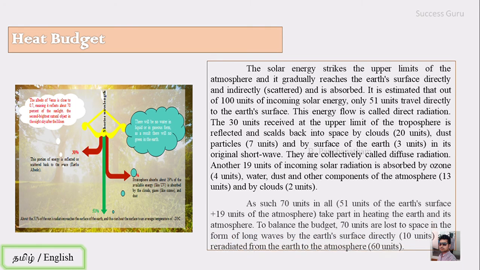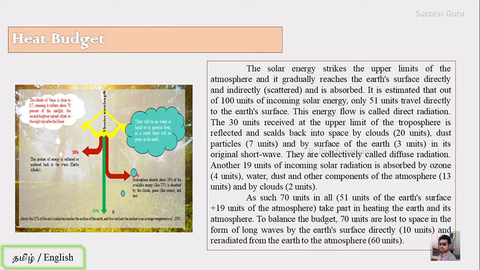So together it forms 70 units, that is 51 units from the direct incident light and the remaining 19 units by the absorption of the atmosphere, that take part in the heating of the earth. And to balance this equation, the same 70 units have to move away from the earth. That moving out of 70 units will be in the form of long wave radiation by the earth's surface, that is 10 units, and re-radiated from the earth to the atmosphere, that is 60 units. So this is the generalized outline of the heat budget.